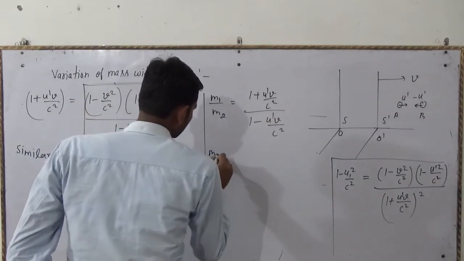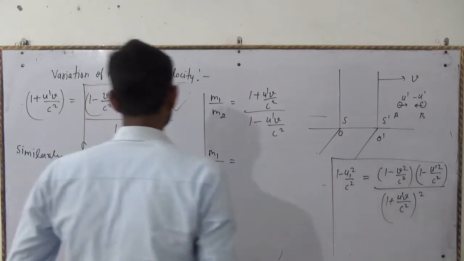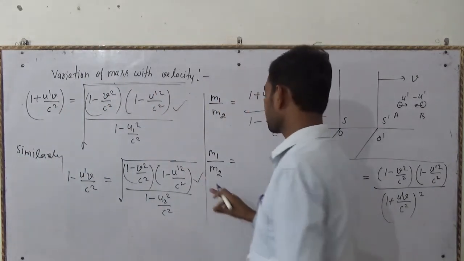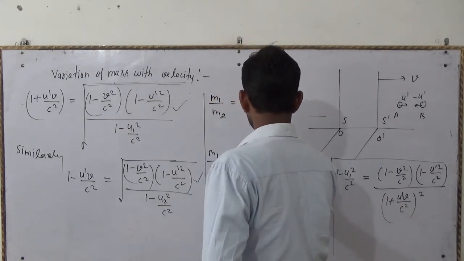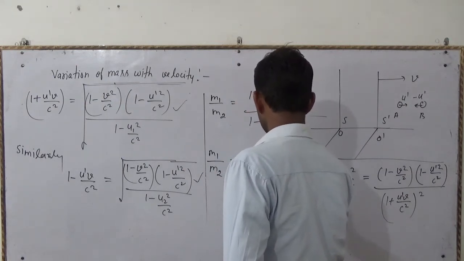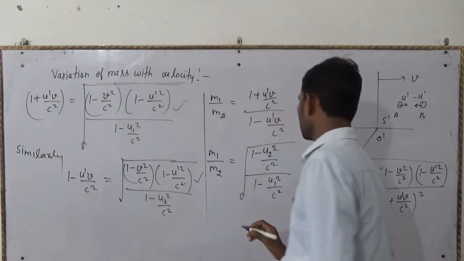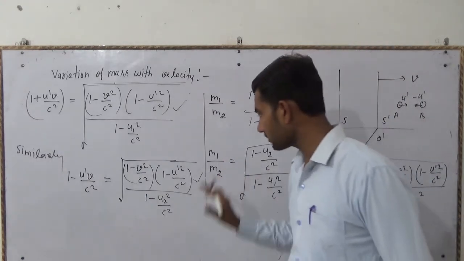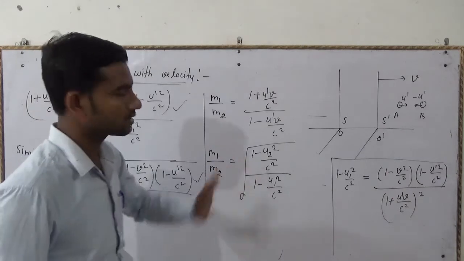So after simplification, it will be in the reciprocal. So we will find 1 minus u2 square by c square upon 1 minus u1 square by c square, to the square root. This is the ratio of m1 by m2. After simplification we will get this term.